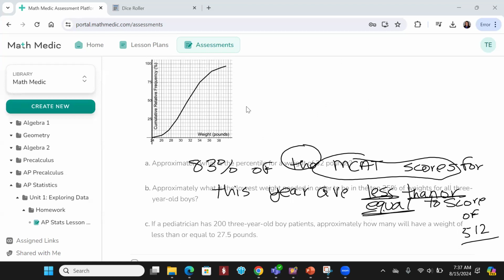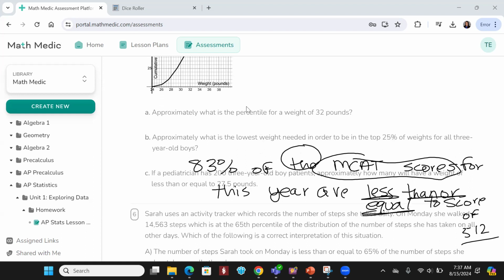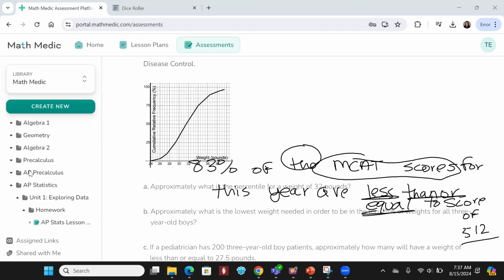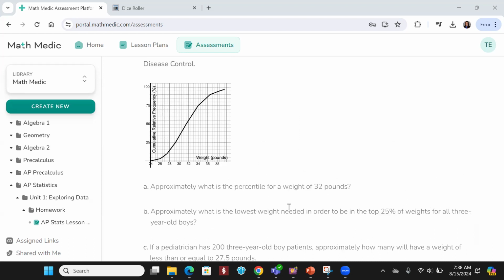What would be? B was 34 pounds. Okay, so remember how we read these graphs. For instance, this says the top 25%. Look on the side. You're going to see where 25% is and meet it at the graph. And then what number is that? Okay, so from here to what interval will that be at?